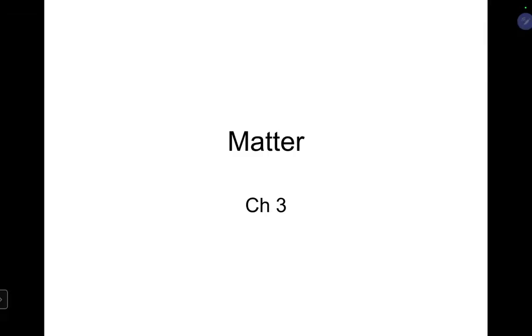Just give me a second to get it up here. So this is chapter 3. We're going to talk about matter. We're going to talk about the different states of matter a little bit more, and we'll also talk about mixtures and all those types of things. I think we might have talked about this in the first lecture or so, but just in case not, there are 3 states of matter.